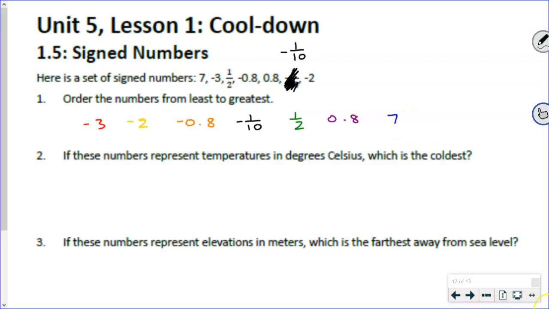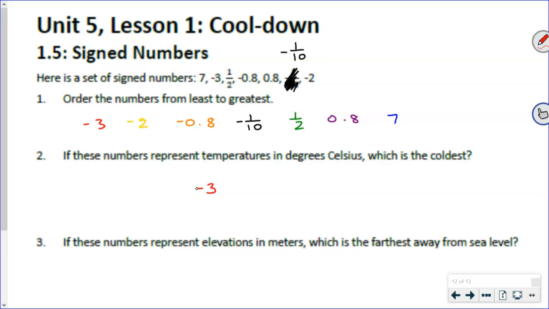And 7. If these numbers represent temperatures in degrees Celsius, which is the coldest? The coldest is going to be, Matthew, negative 3, because as it says in our summary, the more negative it is, the colder it is.